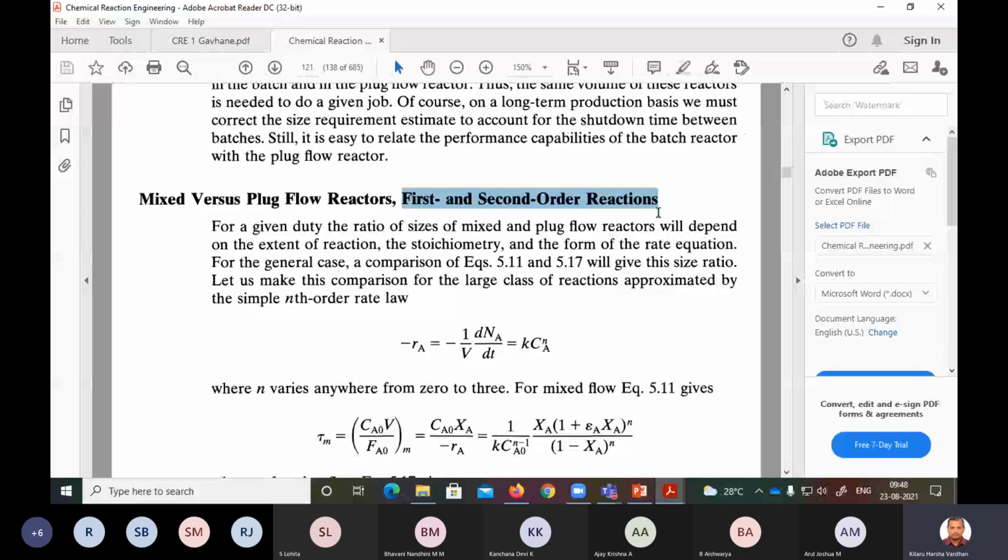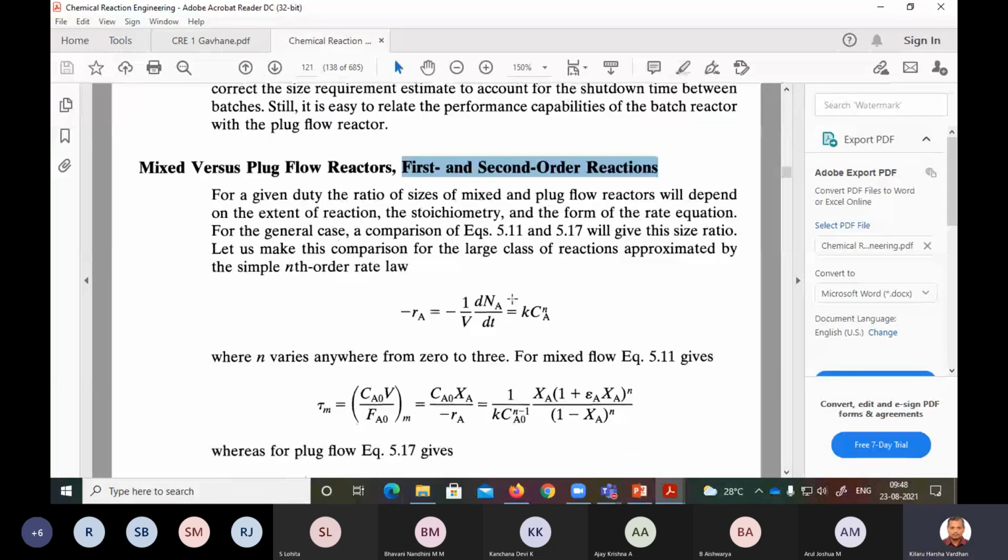Why does the order play a very important role? Because you are getting this RA, which is nothing but K into Ca power n. If you have Ca power 1, a first order, you get one expression. If you have a second order, Ca square, then when you do that integration, you get a different quantity. So based on that, this will be different. We'll see how we can compare the sizes.